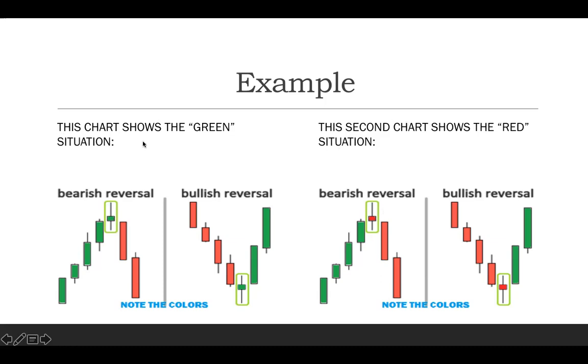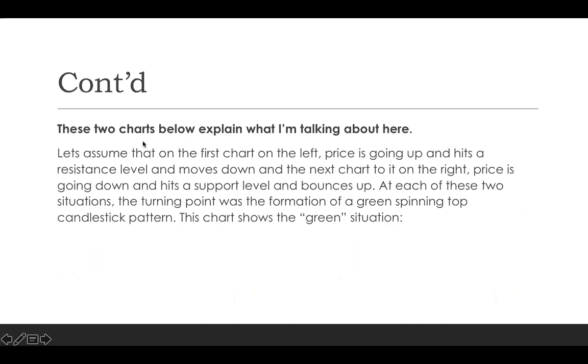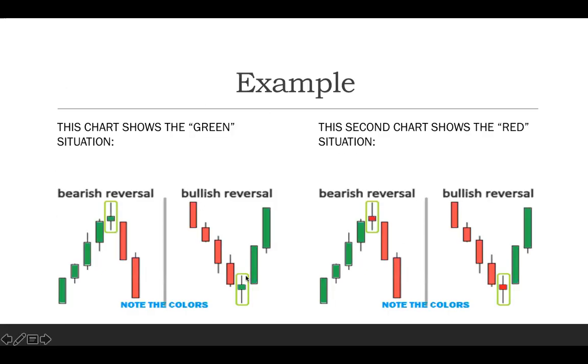So this one shows the green situation. Let's see what the green situation is about, right? Let's assume that on the first chart on the left, price is going up and it hits a resistance level and moves down. And the next chart to it on the right says price is going down, it hits a support level and it bounces up. So price going down, hits support, bounces up. Price going up, it hits resistance with this pattern, bounces down.